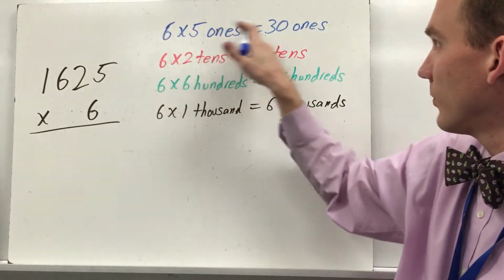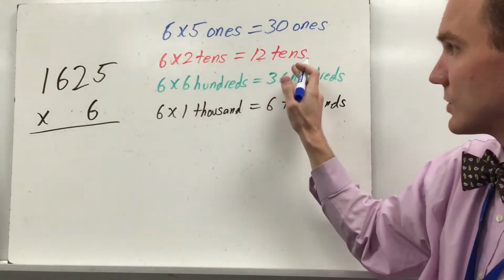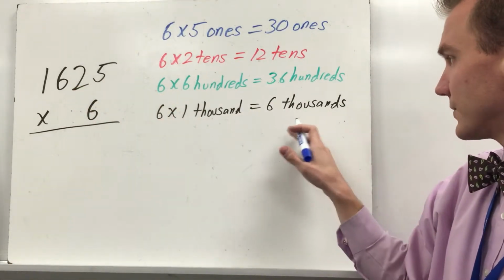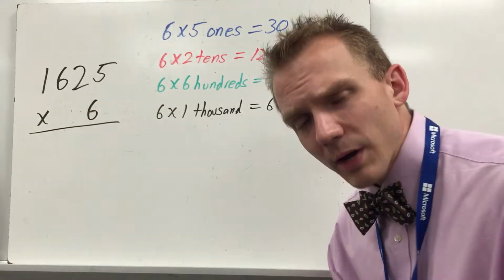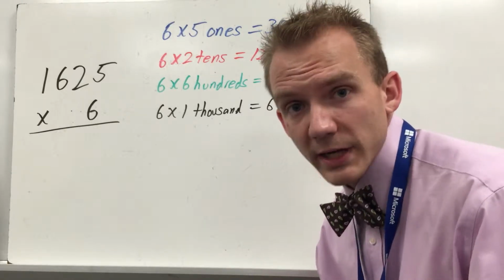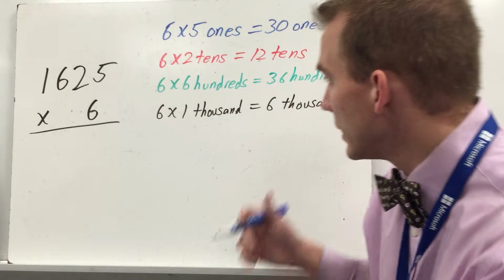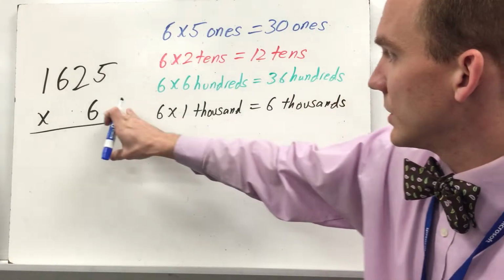So again, 6 times 5 ones is 30, 6 times 2 tens is 12 tens, 6 times 6 hundreds will be 3,600, 6 times 1,000 is going to be 6,000. Again, we're going through the idea that we know all our multiplication facts, or we at least can figure them out fairly quickly by drawing a picture or something. So now we have this figured out, and we just go through and multiply.